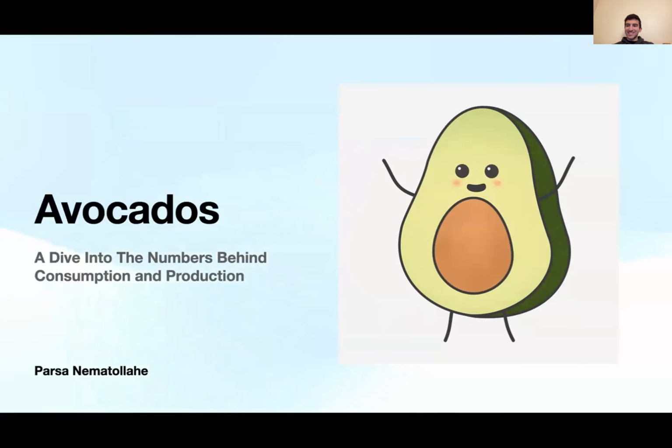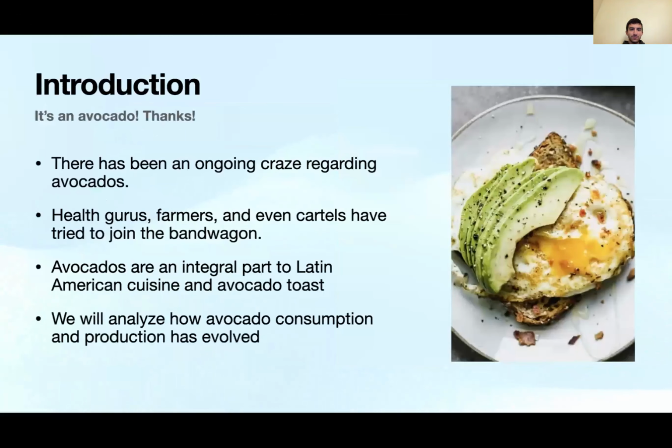Well, we're going to be going from CT scans to avocados. So let's dive right in. I have a lot of slides, so we'll have to go fast. Avocados are a delicious fruit, and for a couple of decades there's been a craze going on regarding avocados. Some people have been calling them superfoods, and there's a lot of interesting history behind avocados. I won't go into depth about that, but basically we're going to be analyzing how avocado consumption and production has evolved over time.